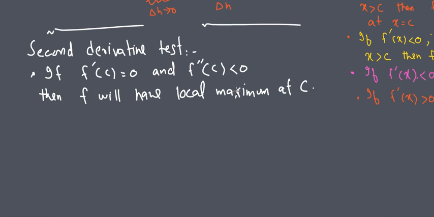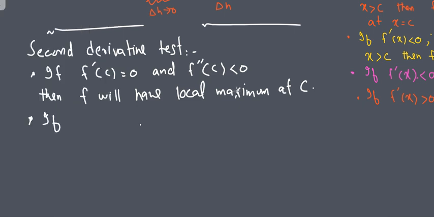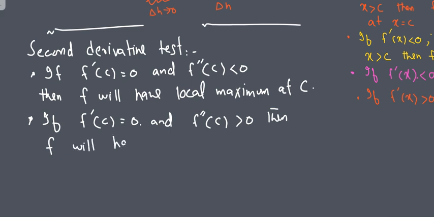And the second condition, what was the second condition? If the first derivative is 0 at some point C and f double prime of C is greater than 0, then f will have a local minimum at the point C. Is it clear? Okay.